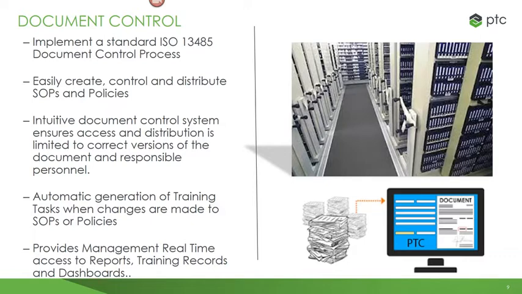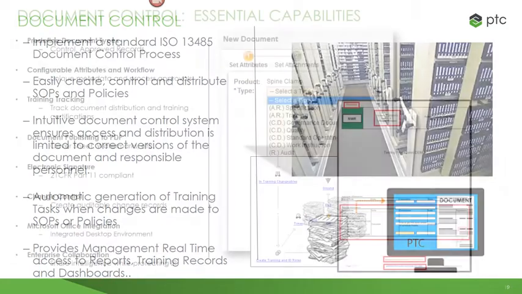Within PTC Doc Control, companies are able to implement a standard ISO 13485 document control process, easily create, control, and distribute SOPs and policies, intuitively ensure access and distribution is limited to correct versions of the document and the responsible personnel, automatically generate training tasks when changes are made to SOPs and policies, and provide management real-time access to reports, training records, and dashboards.